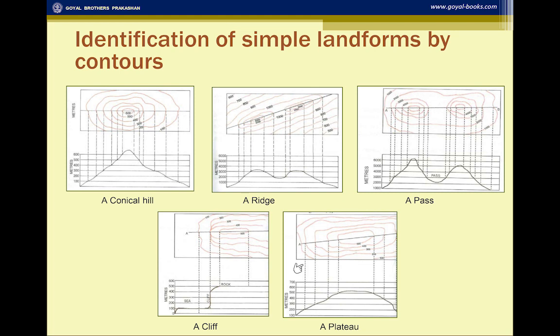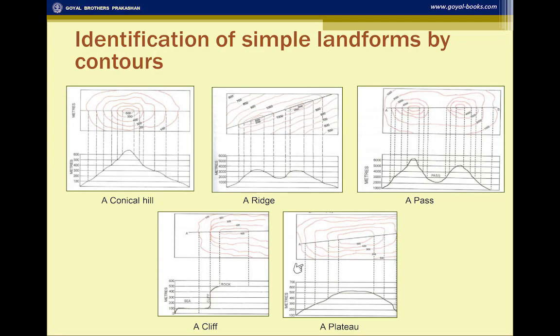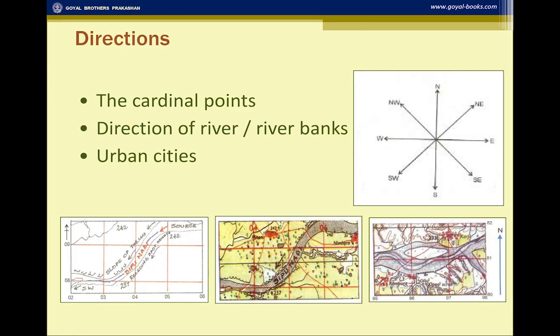Here you can see a plateau. A plateau has a lesser height, say about 300 to 400 meters, and it shows a flat land on top. This is called a plateau. So the survey sheets here show ovals. The contour lines are shown in oval shape, which shows the formation of a plateau.